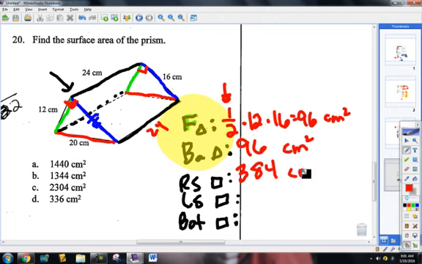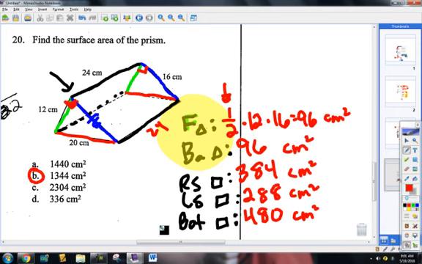384 centimeters squared. My left side is going to be black by green. So that's going to be 12 by 24, which is 288. And the bottom is going to be red by black. 20 by 24 is 480, right? 480 centimeters squared. Okay. When you add all those up, what do you get? This right here? Yeah. It is letter B.